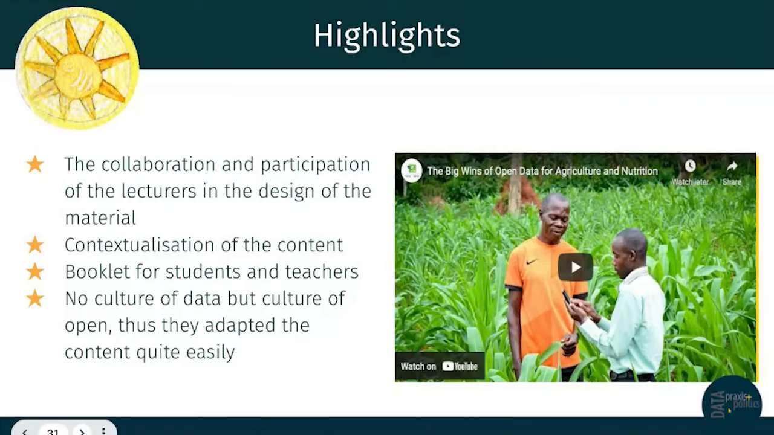We had a booklet for teachers and students. And although in Kenya there wasn't a culture of data, there was a culture of open. And so that came in brilliantly, so that things ran smoothly.